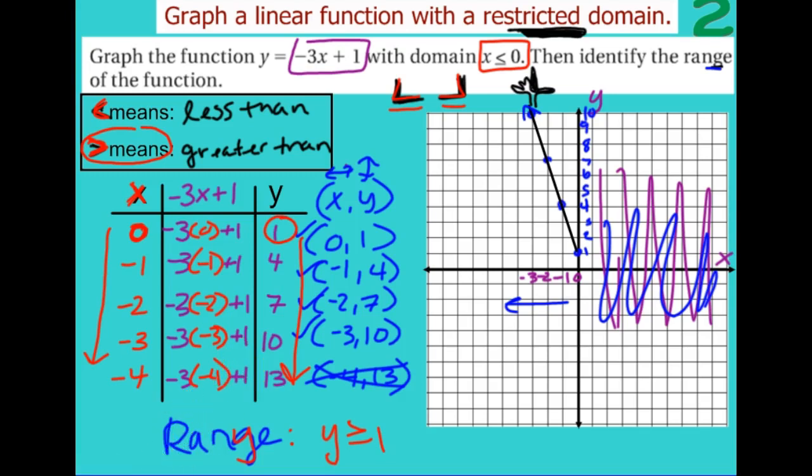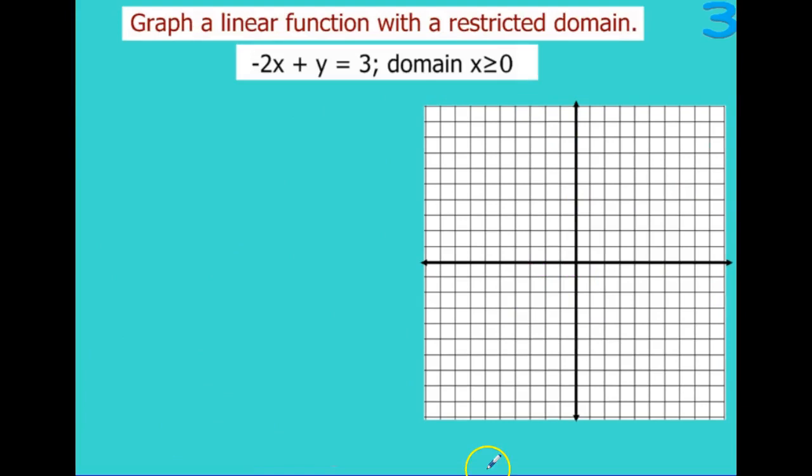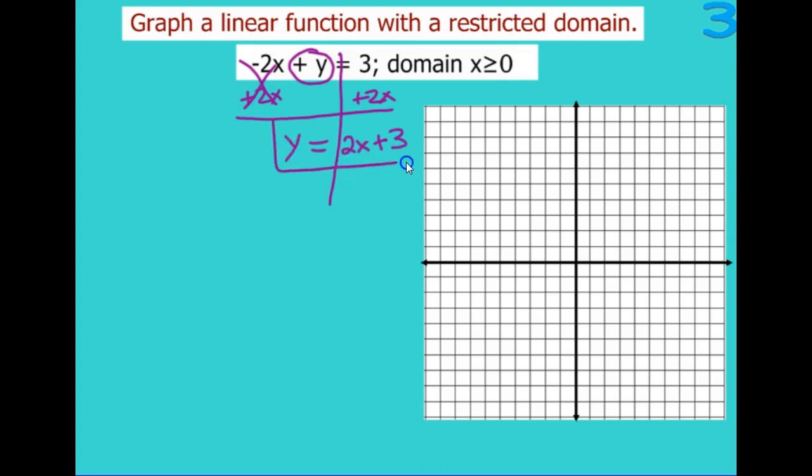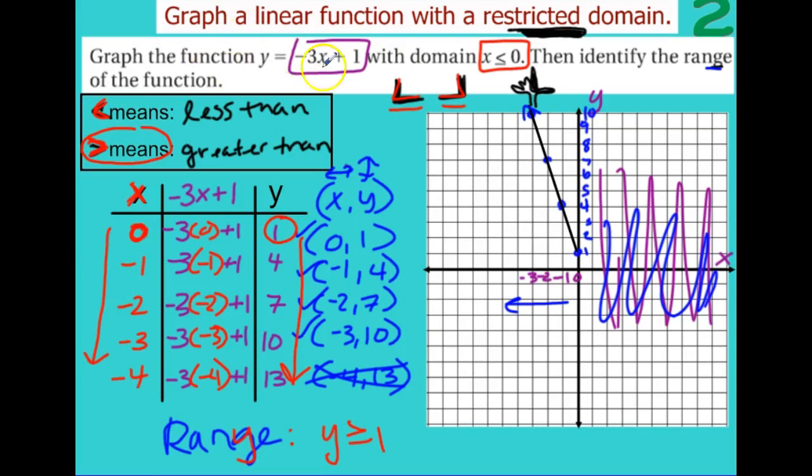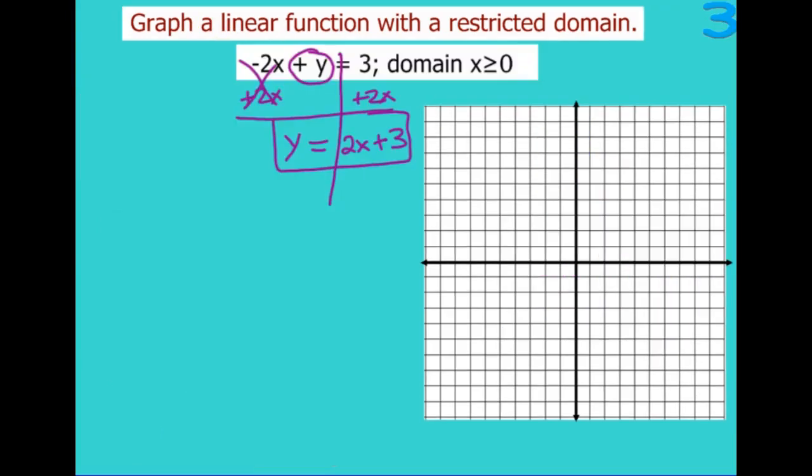Let's try another one, same thing. Alright, here we go. Graph our function with a restricted domain. But before we can graph this, we need to solve this one for y. So get y all by itself. I'm going to have to add the 2x over to the other side. So those are gone. I have y equals 2x plus 3. So now y is all by itself, just like we had back here. This one we just didn't have to solve. So let's make our table so we can graph.